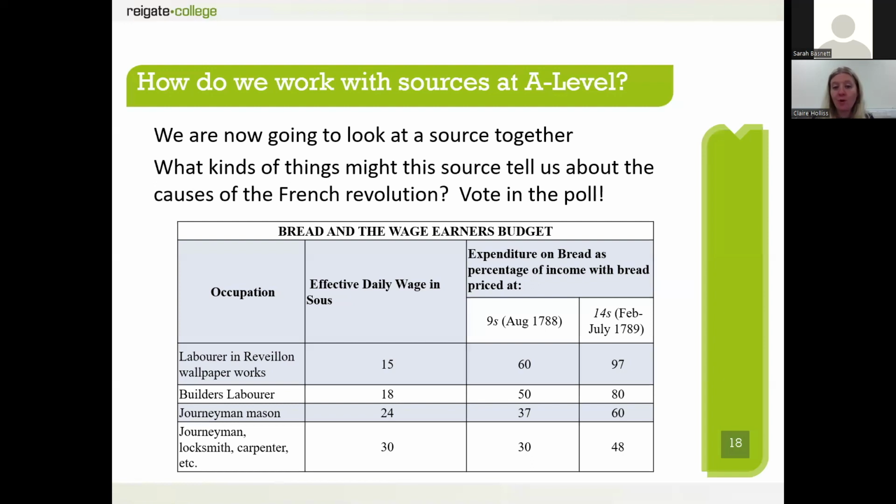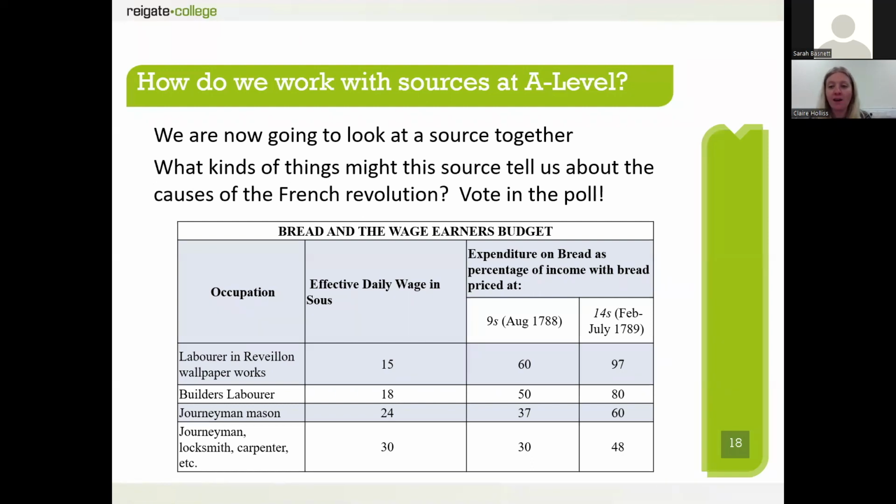And you can see, therefore, if we look at the column below, that for our labourer in the Rebellion wallpaper works, that means that bread is costing 60% of his income. The building labouring people, 50% of their income. The mason, 37%, and the locksmith and carpenters, 30%. So that's the percentage of how much money they are having to set aside each day to buy bread, just bread.